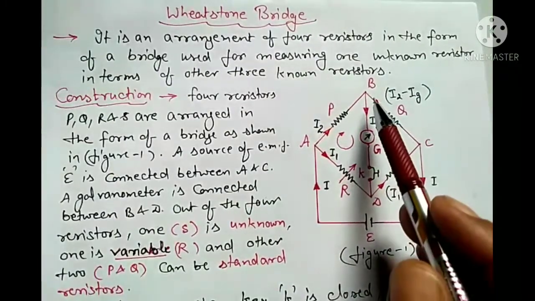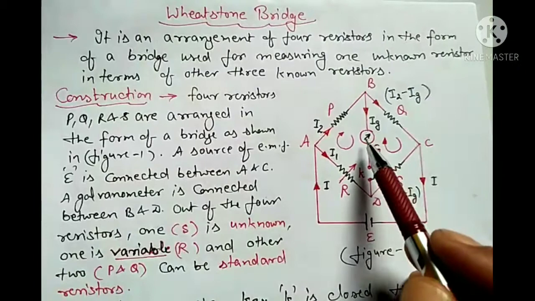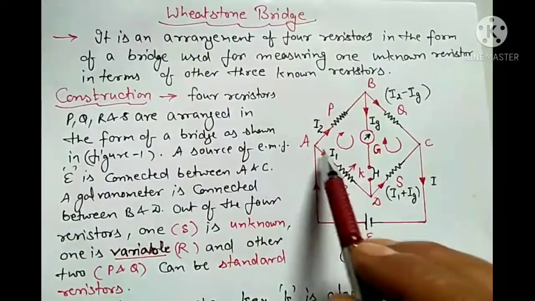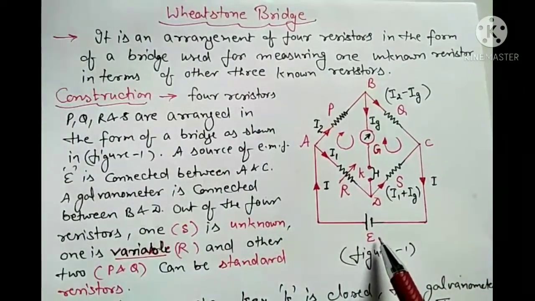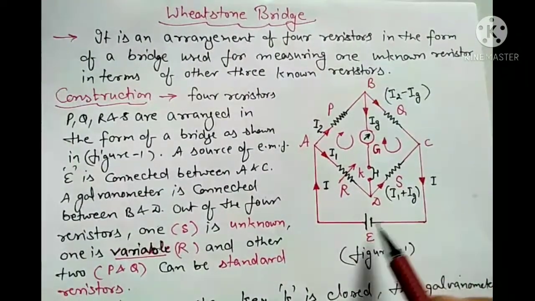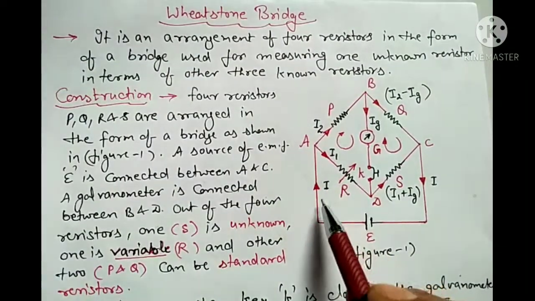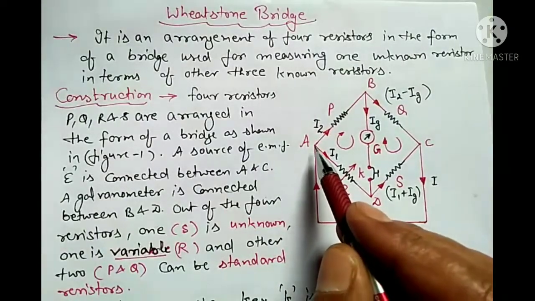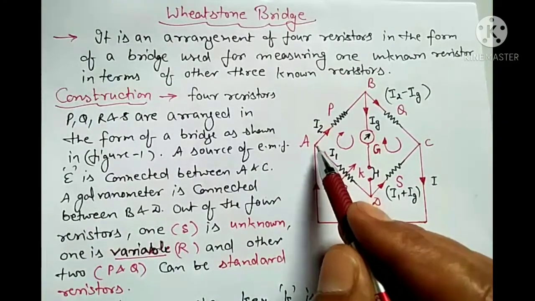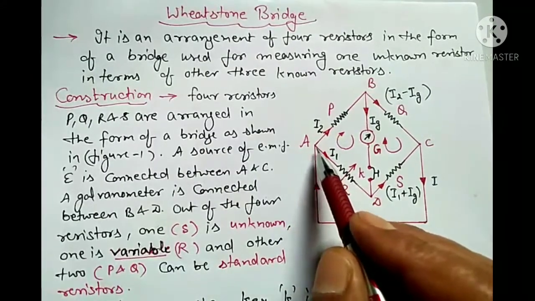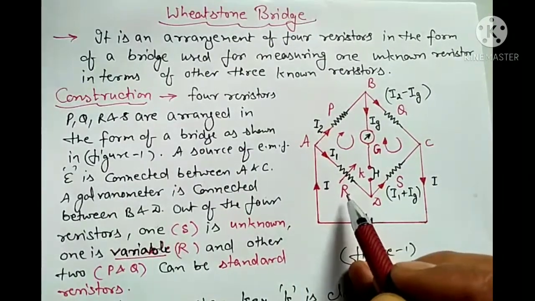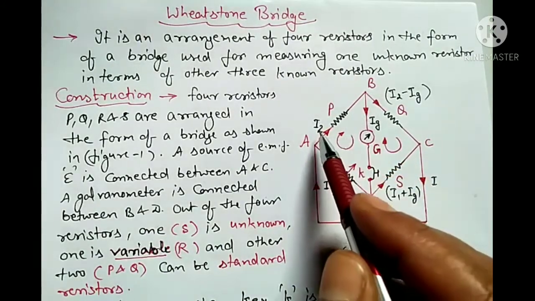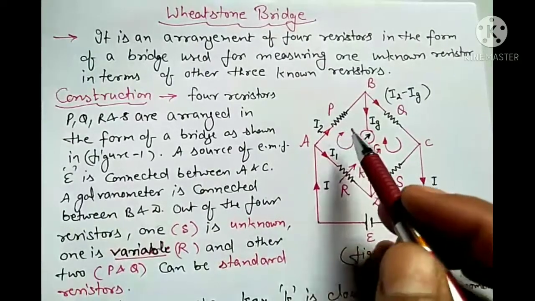Now across BD a galvanometer is attached with the help of a key. With AC, a source of EMF is joined. Let I be the current flowing through this circuit arrangement. When current I reaches point A, this is the junction point. Here the current divides into two parts. The first part goes through this resistor R, that is I1, and along this arm the current I2 passes.